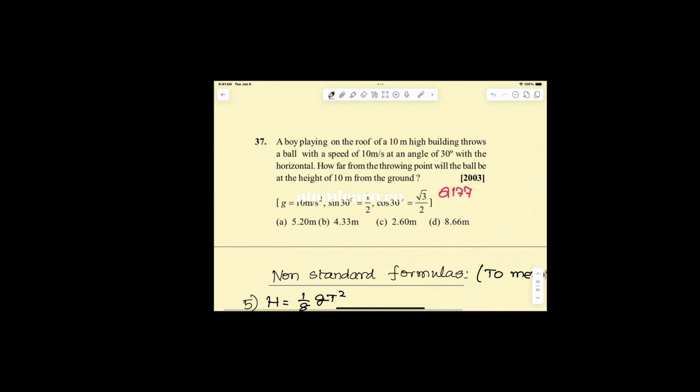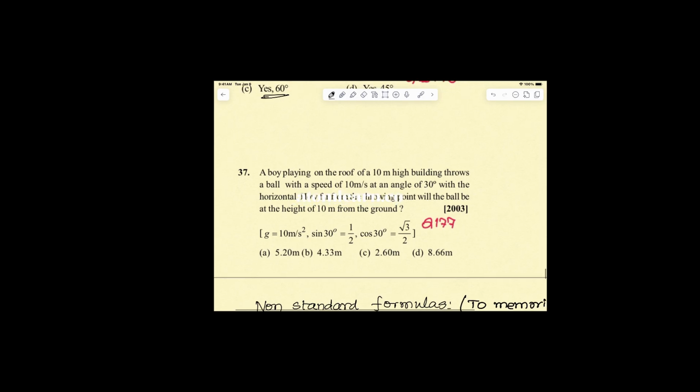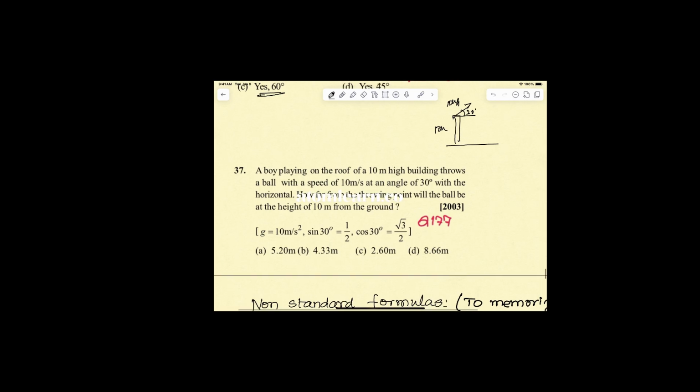Next question. A boy playing on the roof of a 10-meter high building throws a ball with a speed of 10 meters per second. This is now the ground, this is now a building 10 meters high. From here a boy is throwing a ball with a speed of 10 meters per second at an angle of 30 degrees from this. Therefore, the projectile is going to take a shape like this and then come down. Fine enough. What are they asking?